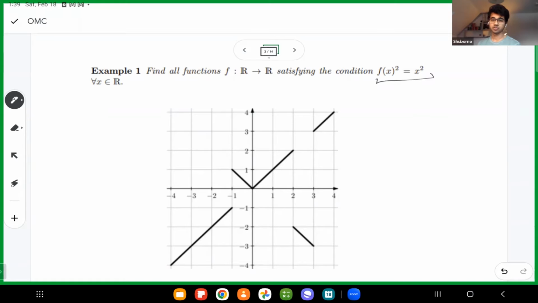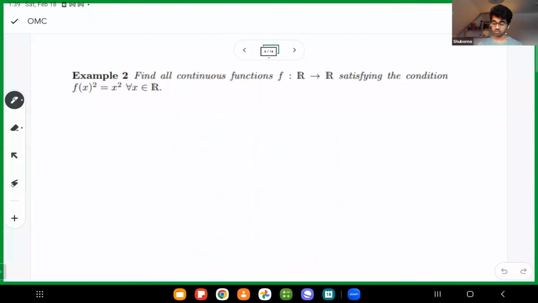There are quite a few ways of dealing with it. In this case, there's no way of dealing with it because the question doesn't give you anything else. But let's say we add a few conditions. The one I could think of is to add continuity to this question. So what do you think the answer is? It's still a pretty straightforward question.